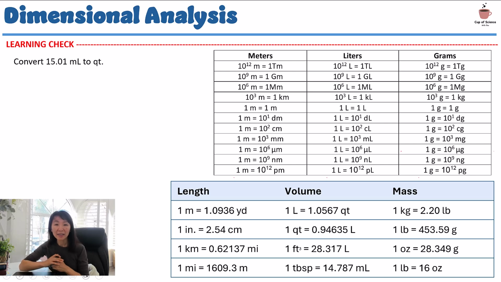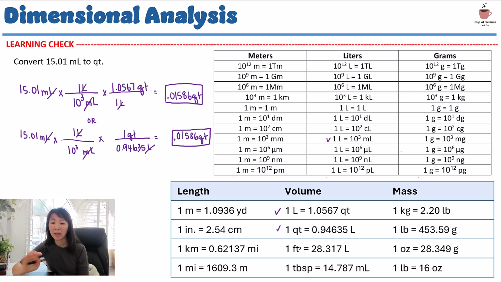So those are my final answers. Let's do a next learning check. You try this and come back and check the key. There are 2 ways to go about this, whether to use this one or this one. Either way, if you utilize this one, then that represents this. If you use this one, that represents the one on the bottom. In the end, you will get the same answer.